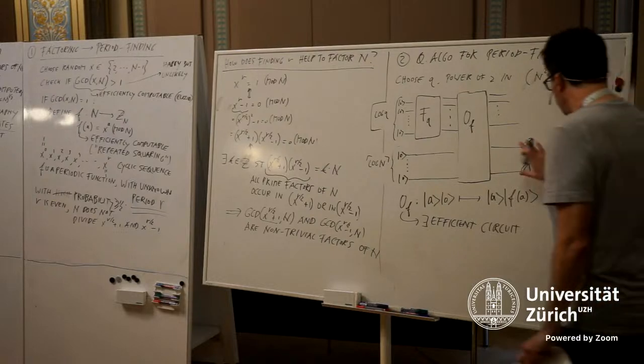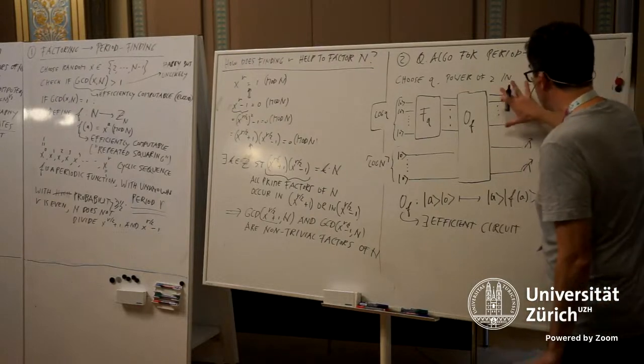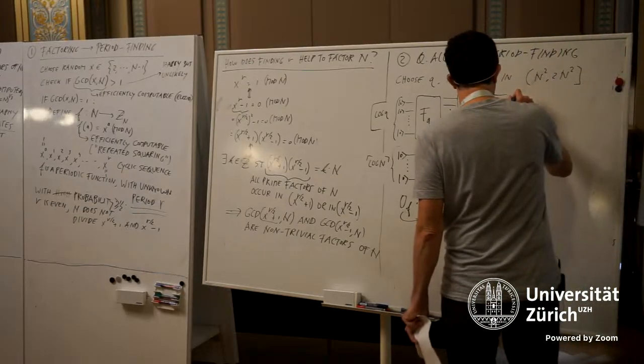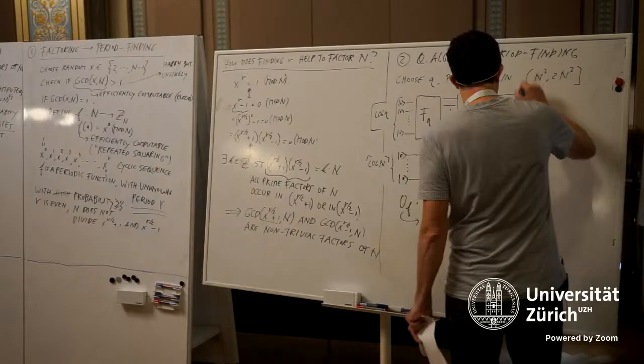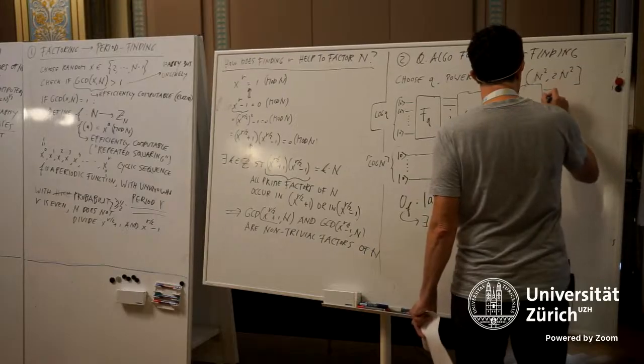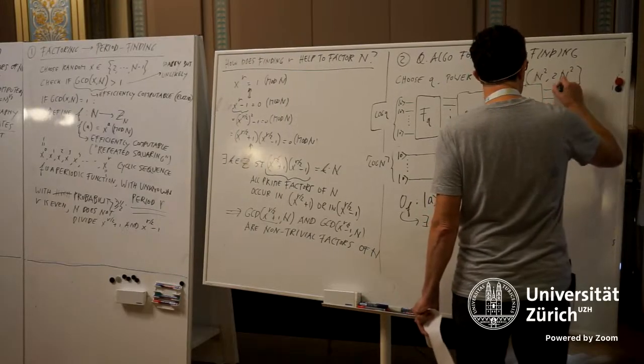That's sufficiently many qubits to contain the range of this function. Right, so we're going to measure those qubits now. That's going to cause some partial collapse in the first register. You'll see what happens there in a second. And then we're going to do another QFT, another quantum Fourier transform, and then we're going to measure the first register.